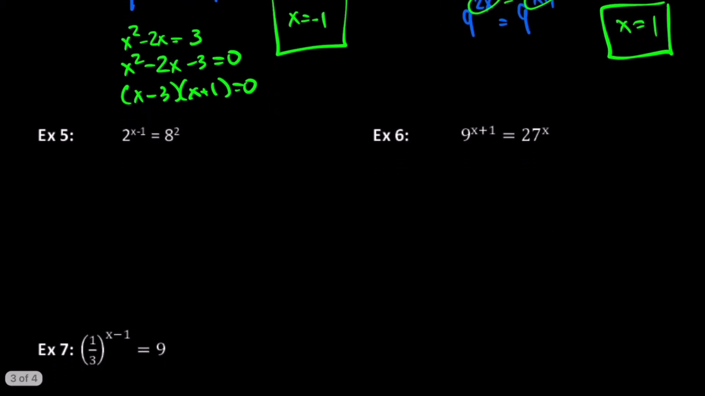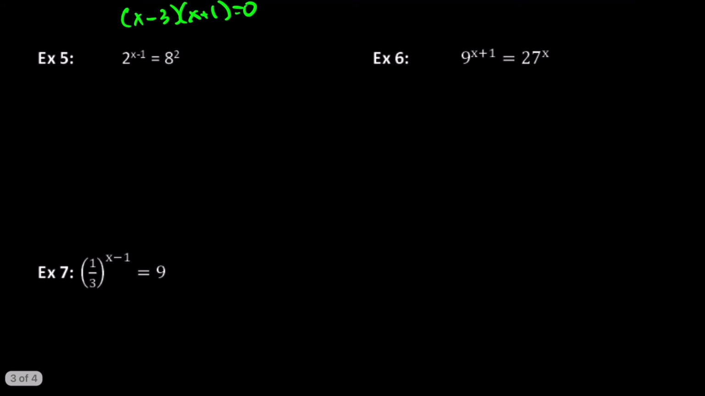Okay, example 5. 2 and 8. The base is going to be 2. This will stay 2 to the x minus 1 equals something squared. 8 is 2 cubed. That's what we really need to know, those power families, and know them without a calculator. So multiply those two exponents. That gets you 2 to the x minus 1 equals 2 to the 6th.